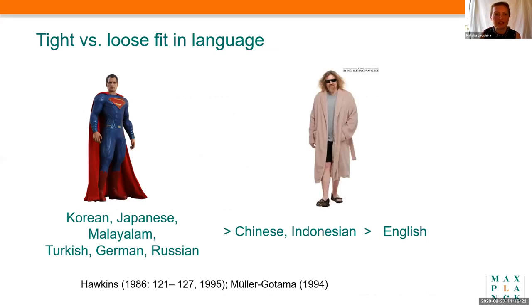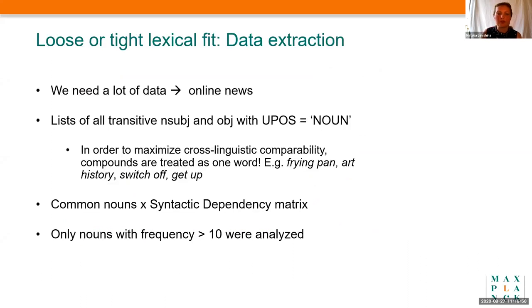This relates to the distinction between tight and loose fit languages. It has been argued and shown that languages like Korean, Japanese, Malayalam, Turkish, German, and Russian are more on the tight fit side, with real semantic restrictions on the words that can fill these argument slots. And Chinese, Indonesian, and English are more on the loose side. So then I tried to operationalize that. Of course, I didn't have semantic classes annotation, but I had lexemes, and I used them as proxies.